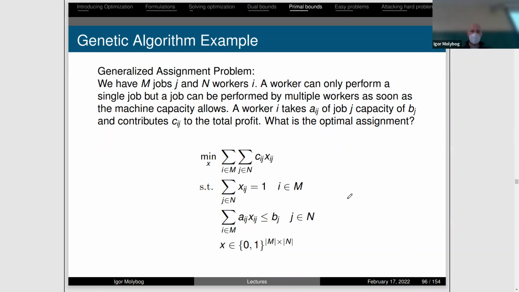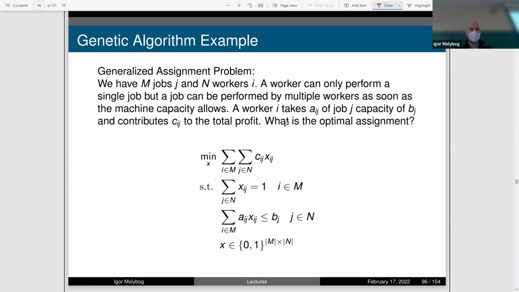We have a capacity, so let's say that there's machinery that limits our production, and a worker i takes a_ij of job j capacity, and the total capacity of job j is denoted with b_j, and a worker i contributes c_ij to the total profit if he works on the job j. What is the optimal assignment?